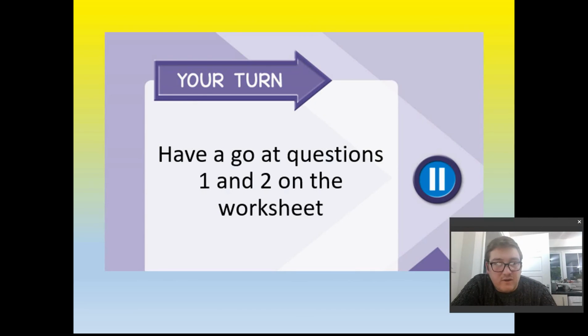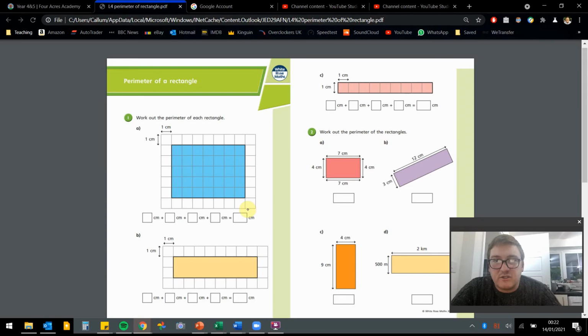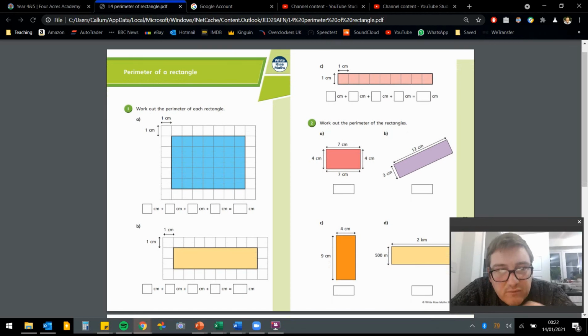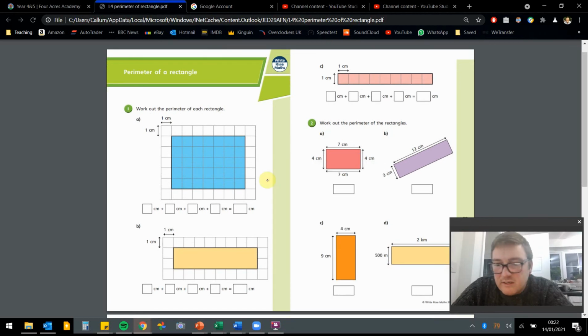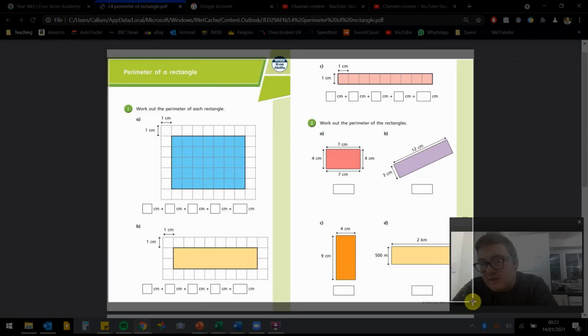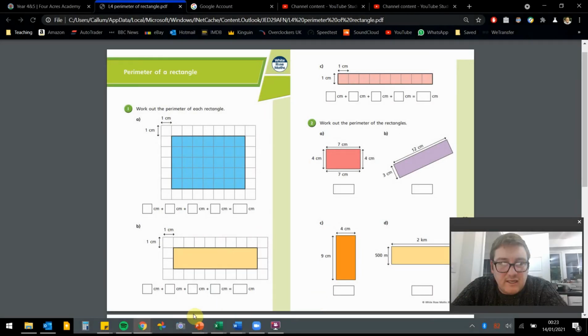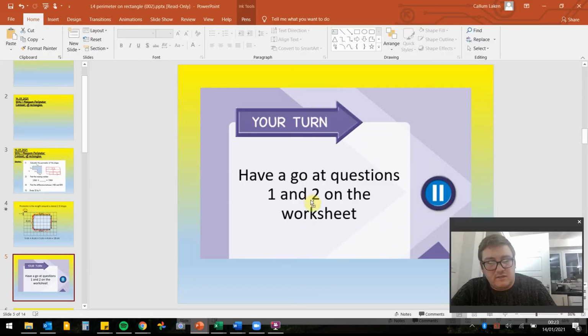So let's have a go at questions 1 and 2 on our worksheet. So let's get our sheet up. So work out the perimeter of each rectangle. Remember guys, I don't think it's going to write on the screen for me now, that's a shame. Let's take a quick screenshot of this and pop it back up. That'll work. Let's pop it on there.